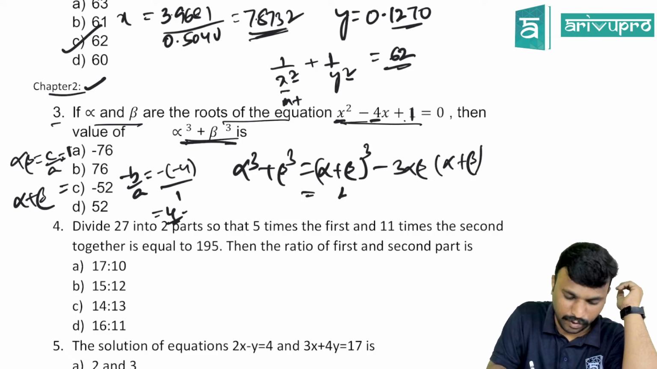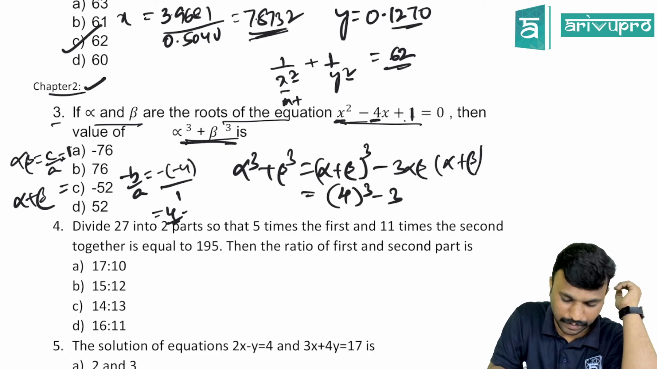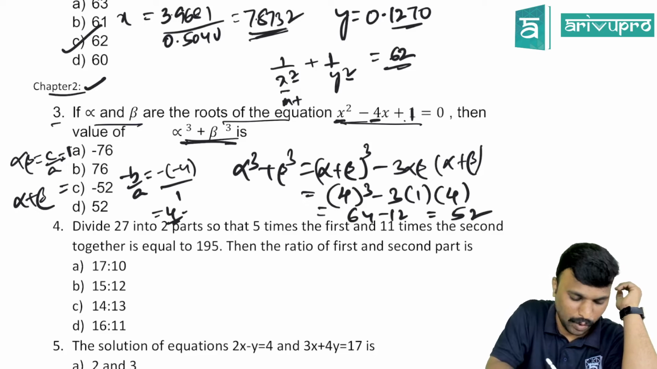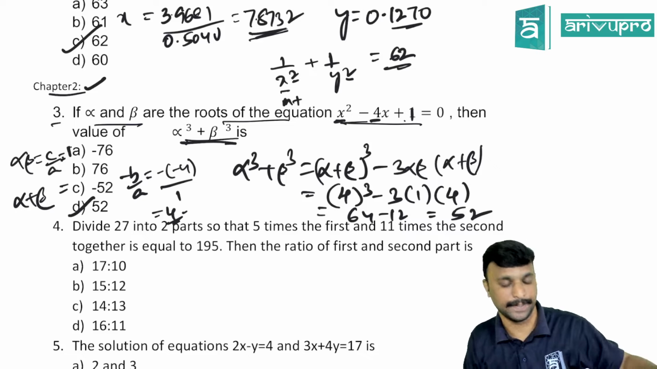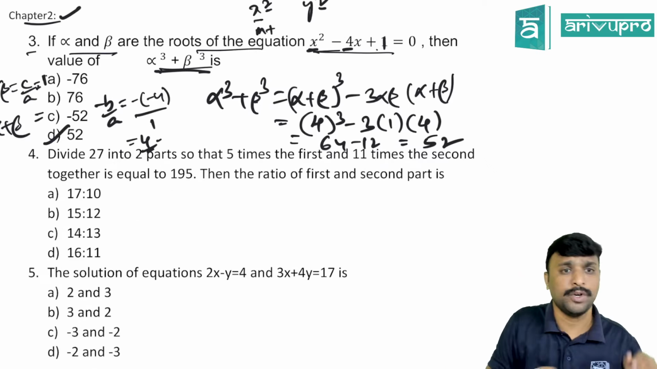So therefore 4 the whole cube minus 3 into 1 into 4. 4 cube is 64, 3 4s are 12, and the result is 52. Option D is the right answer. Hope you understood. So let's move on to the next question.